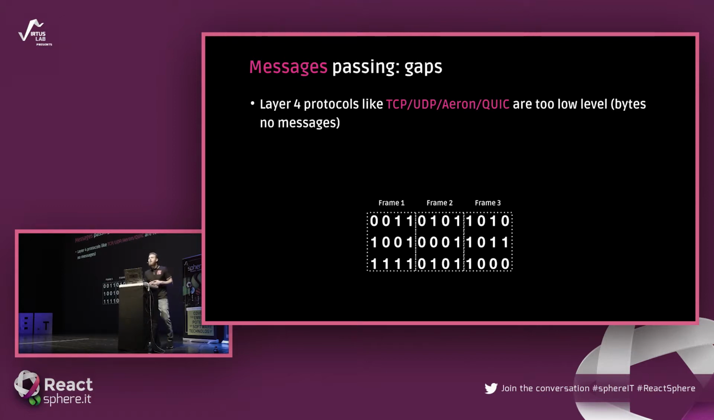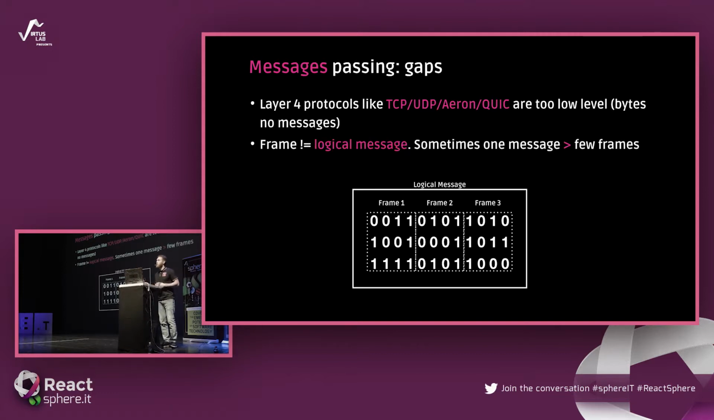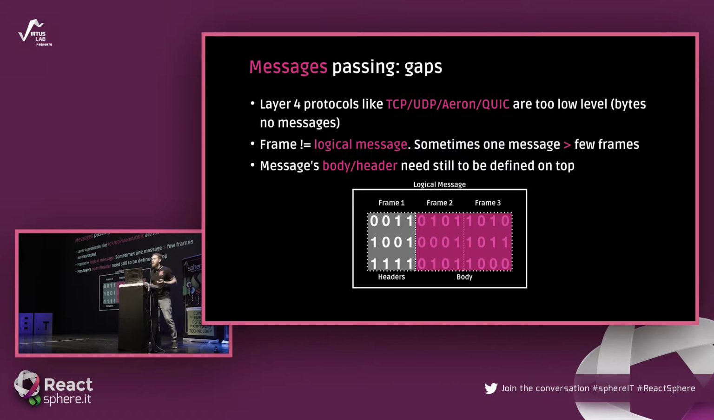Of course, some of them have framing, but the main problem is that frames are sometimes not equal to messages. Sometimes a real message is much bigger than just one frame. It could outsize one frame, and we can take a couple of them. And then we have to solve problems like, okay, we want to have headers, like metadata.